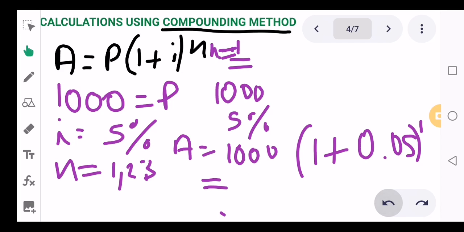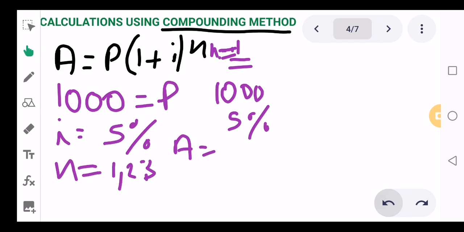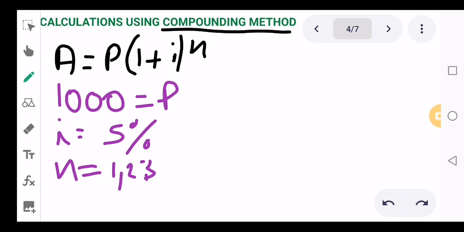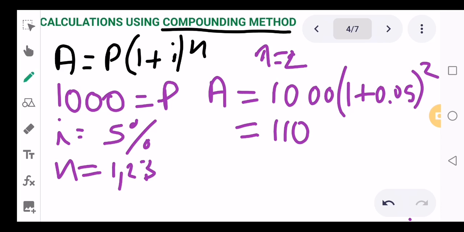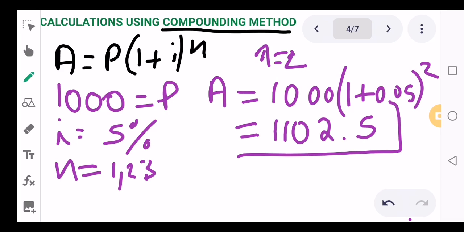Now let's calculate the same for 2 years. Let's consider N to be 2 and see how it changes. Your P is the same, 1,000, and I is 5%. You put it in the formula: amount is equal to 1,000 into 1 plus 0.05 to the power 2. When you solve this, you're going to get 1102.5. This is the amount that they are going to get at the end of 2 years.